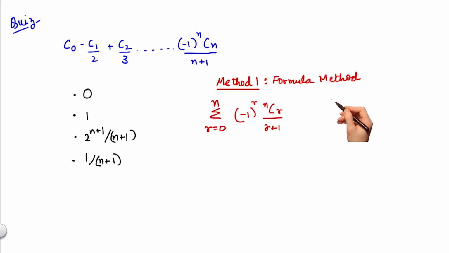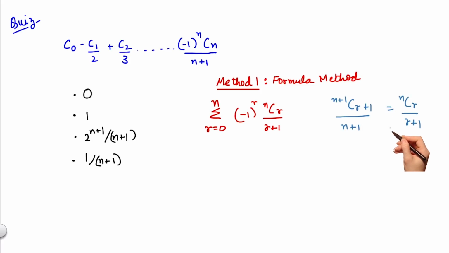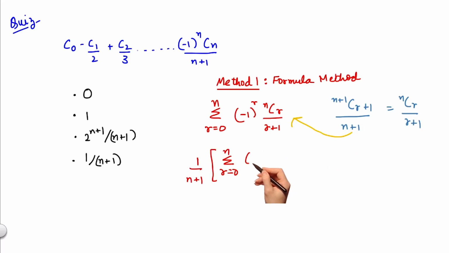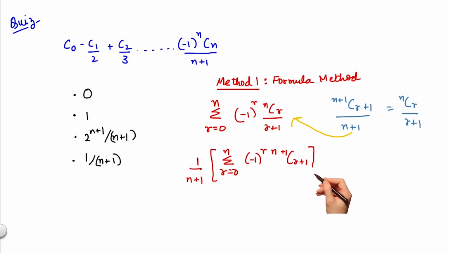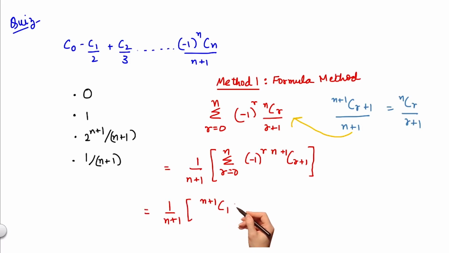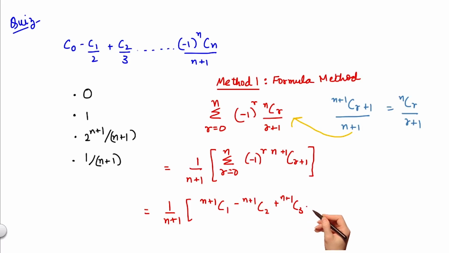Now I'll use the formula that we just saw earlier, n plus 1 cr plus 1 divided by n plus 1 equals nCr divided by r plus 1. Plugging in the value here, I get 1 upon n plus 1 summation minus 1 to the power r, n plus 1 c r plus 1. I can expand this summation further to get n plus 1 c1 minus n plus 1 c2 plus n plus 1 c3 and so on until n plus 1 c n plus 1.